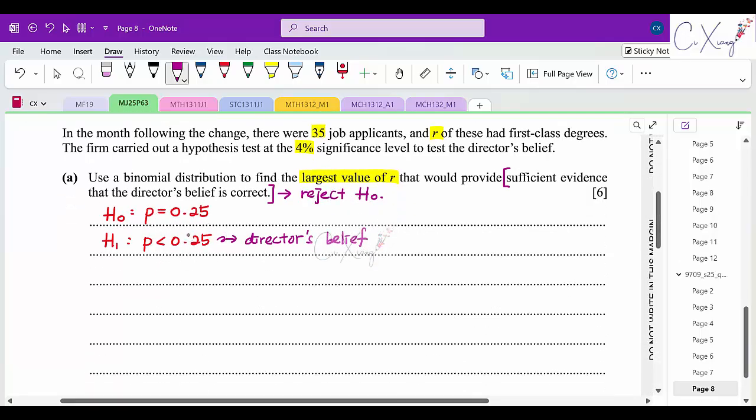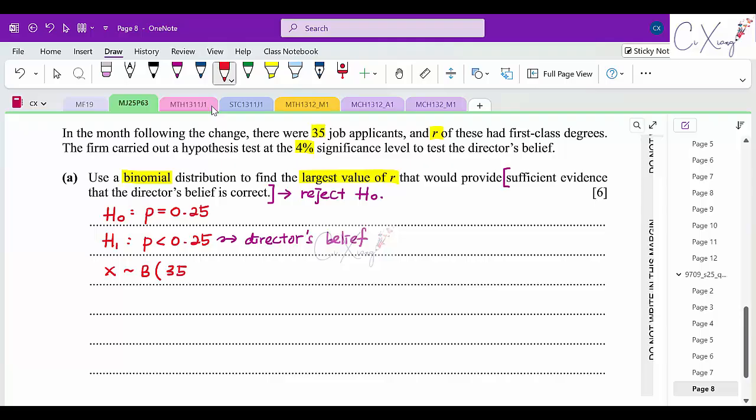After we set up the null and alternative hypotheses, we need to know what distribution to use here. They already tell us very clearly: you have to use the binomial distribution. What's the total number of job applicants? We have 35 of them. And what's the probability p in the null hypothesis? It will be 0.25.